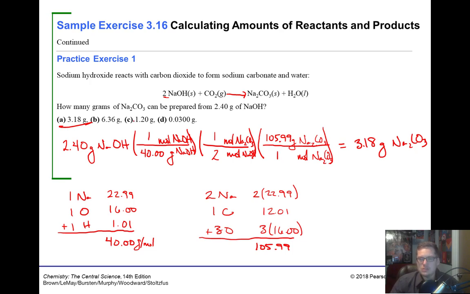And that's it. That's figuring out stoichiometry. They get more complicated. We're going to do some limiting reactant problems and percent yield in a second, but other than that, that's pretty much the straightforwardness of stoichiometry. Let me know if you have any questions.